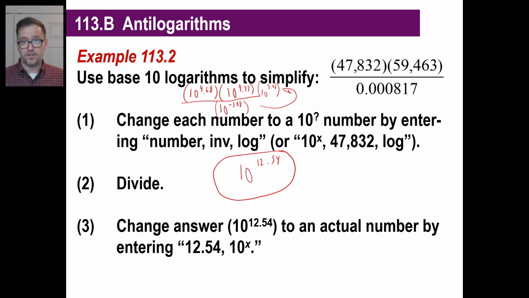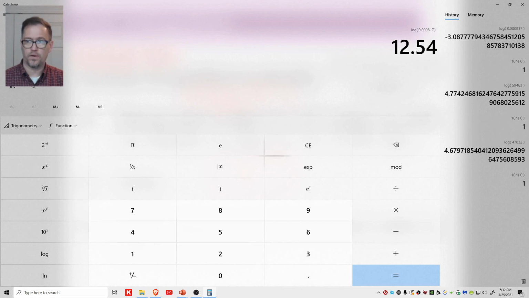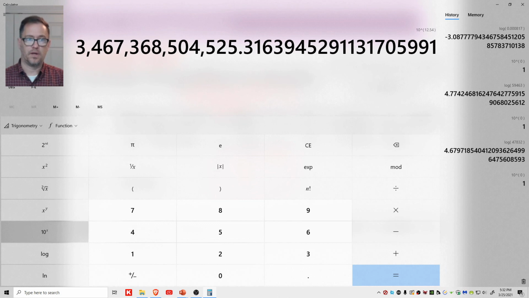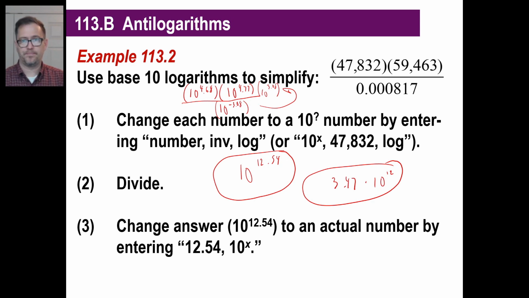And we're going to change this to an actual number by entering in 12.54, which is the power, and then back to 10 to the x power. There it is. So we go 3, 6, 9, and then 12. So 3.47 times 10 to the 12th power is how we do that. Okay, ready for another one?